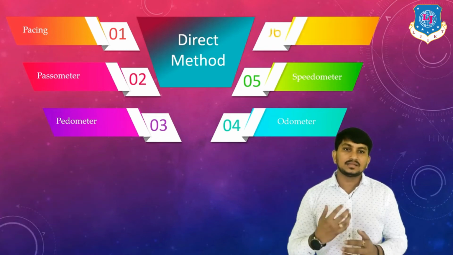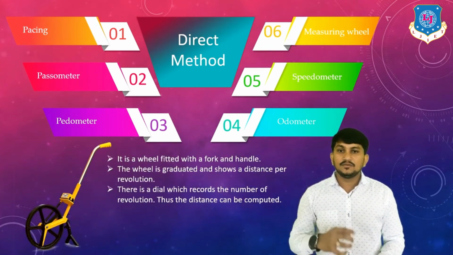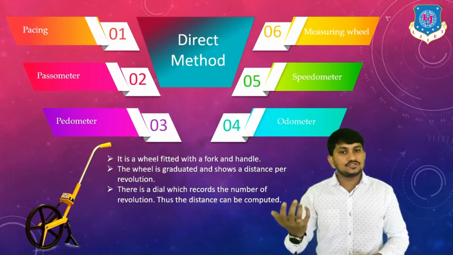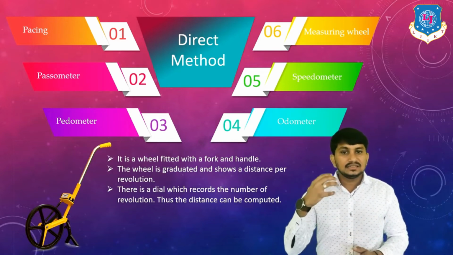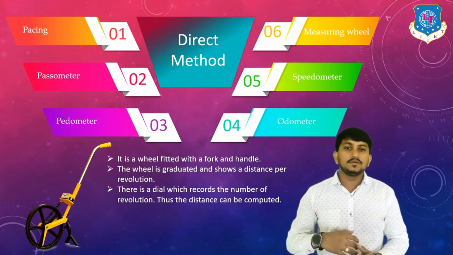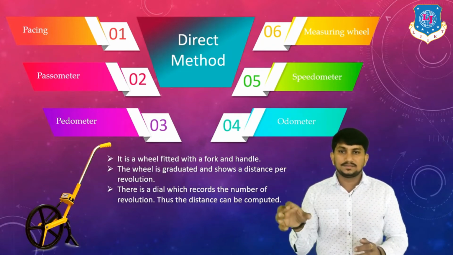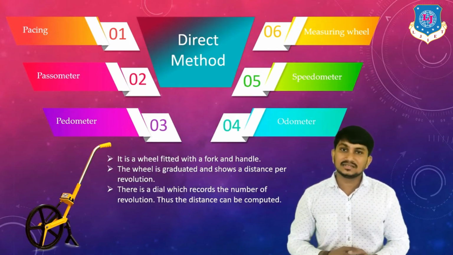Next type of method is measuring wheel. It is a wheel fitted with a fork and a handle. The wheel is graduated and shows a distance per revolution. There is a dial which records the number of revolution. Thus, the distance can be calculated. These all methods are approximate methods which directly measure the distances.